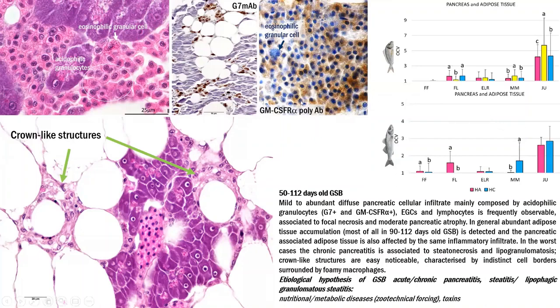In this image, you can see other detail, in particular the crown-like structure. The crown-like structure, in our opinion, is an interesting histological quality hallmark, and very important because this lesion may suggest some alteration of the metabolism of the fish. And you can see also the OCV exceeds the value of 5.